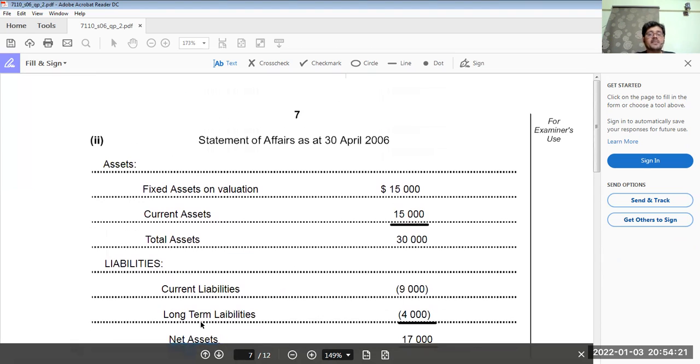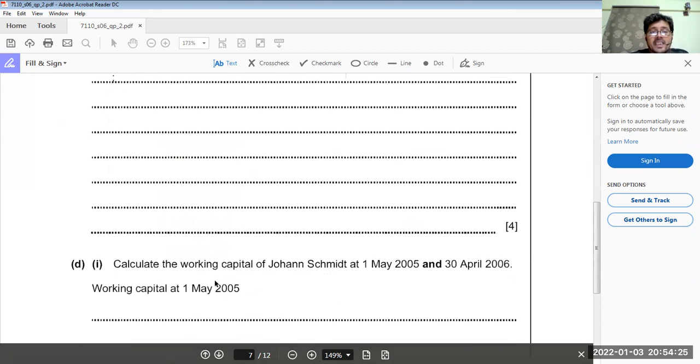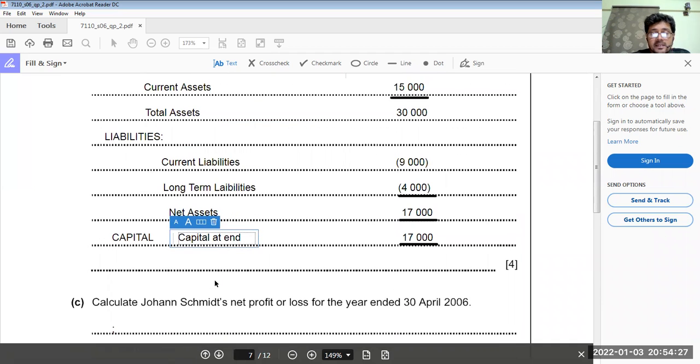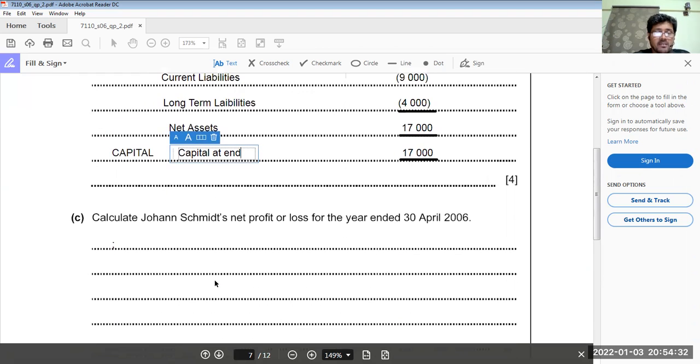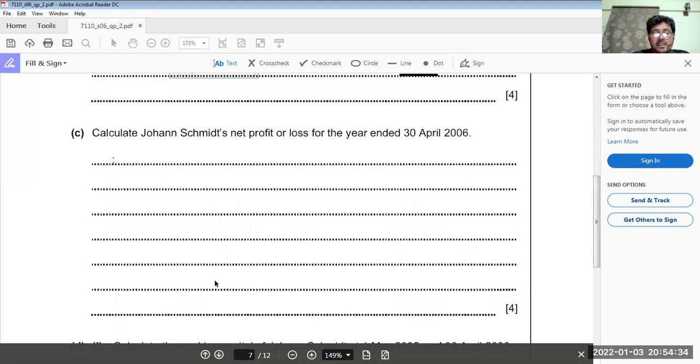So this is the prime objective of making these two balance sheets, to calculate capital at start and capital at end, which is equal to net assets. Okay. Now, what we have to calculate now? Now we have to calculate net profit or loss for the year. Now, how to calculate profit using these two balance sheets?